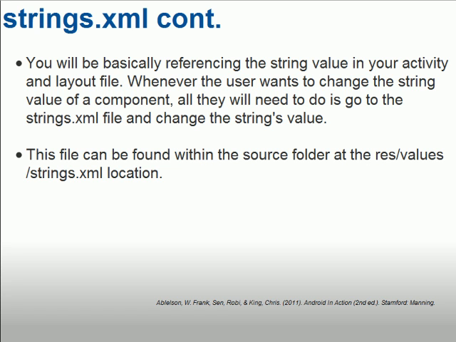You'll be basically referencing the string value in your activity and layout file. Whenever the user wants to change the string value of a component, all they will need to do is go to the strings.xml file and change the string's value. This file can be found within the source folder at the res/values/strings.xml location.